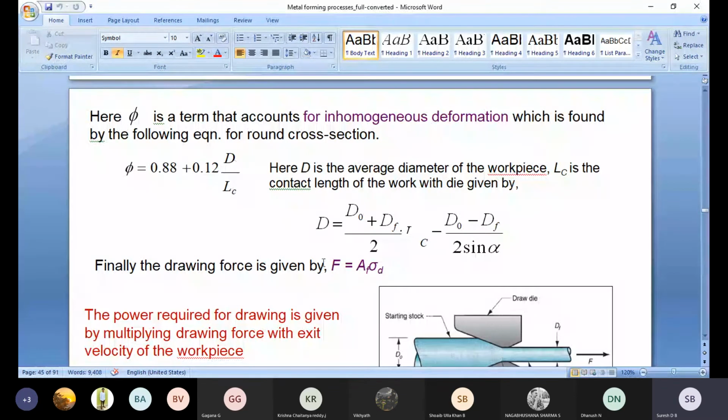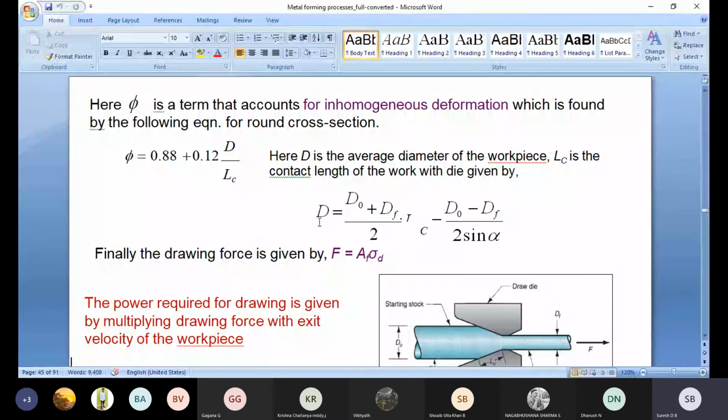Okay, 10 plus 5 divided by 2, you get 15 by 2, which means 7.5. That is the average diameter of the specimen. Or else here, only d naught plus df divided by 2. Original diameter plus final diameter of the specimen divided by 2, you get the average diameter of the specimen. Okay, this one is not required.